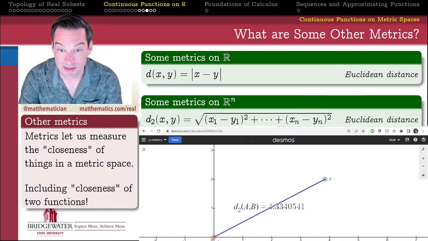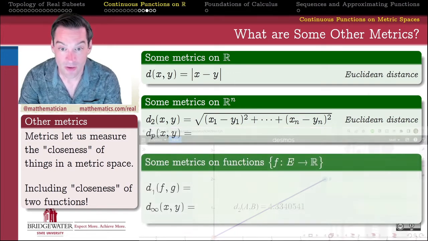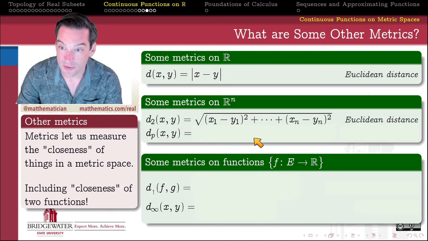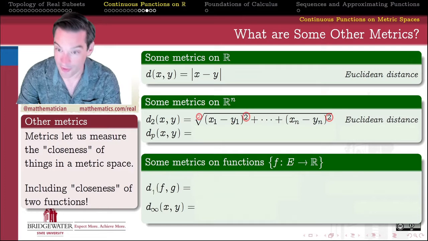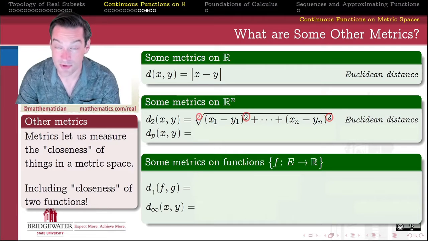So why d sub 2? What is that 2 actually doing? Where is it coming from? Well, that 2 is coming from the exponents that I chose to put on the differences here between my coordinates, and also the index of the radical that I placed out in front. This is a square root, so it's a radical with an index of 2.